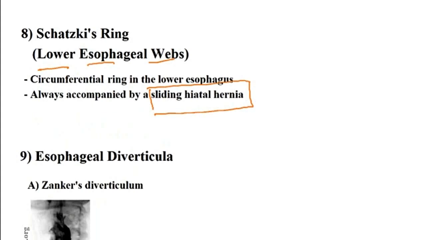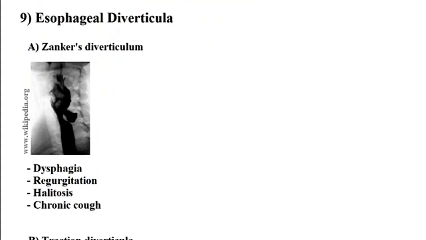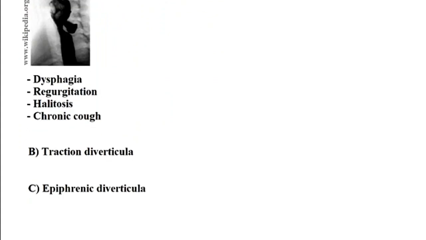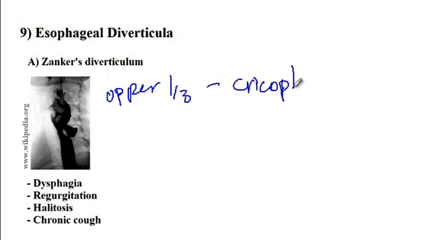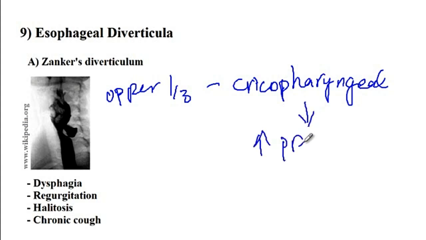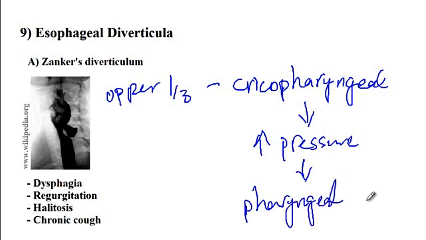And then the final condition is the esophageal diverticula, which are divided into Zenker's diverticulum, traction diverticulum, as well as epiphrenic diverticulum. So first, starting with Zenker's diverticulum, this type of diverticulum is the most common type and affects the upper 1/3 of the esophagus, and the reason it's caused is due to the failure of the cricopharyngeal muscle to relax during swallowing, as a consequence of which there would be increased intraluminal pressure, and so therefore there would be an outpouching of the mucosa through the pharyngeal constrictors.